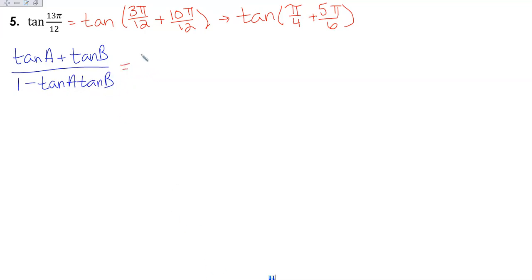All right, so let's go ahead and plug in what we know. This is going to be the tangent of pi over 4 plus the tangent of 5 pi over 6 over 1 minus the tangent of pi over 4 times the tangent of 5 pi over 6.